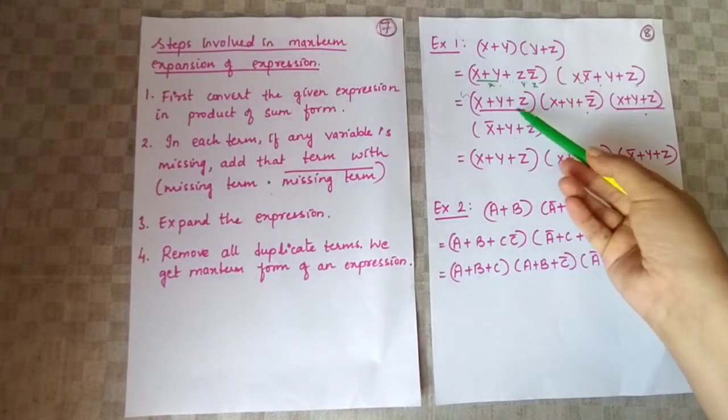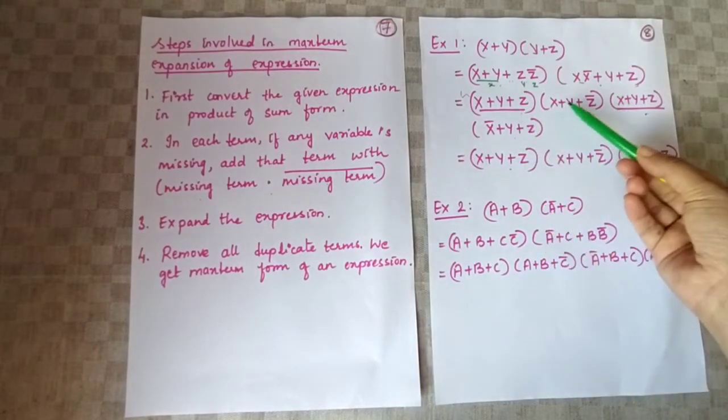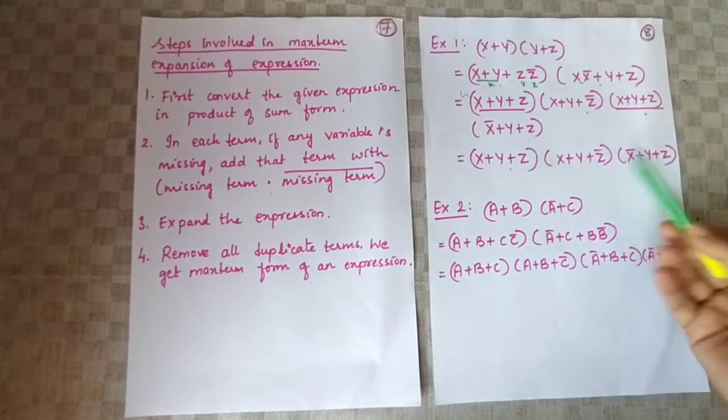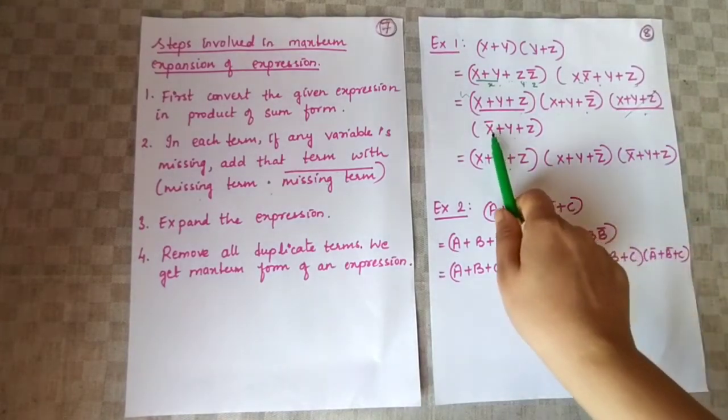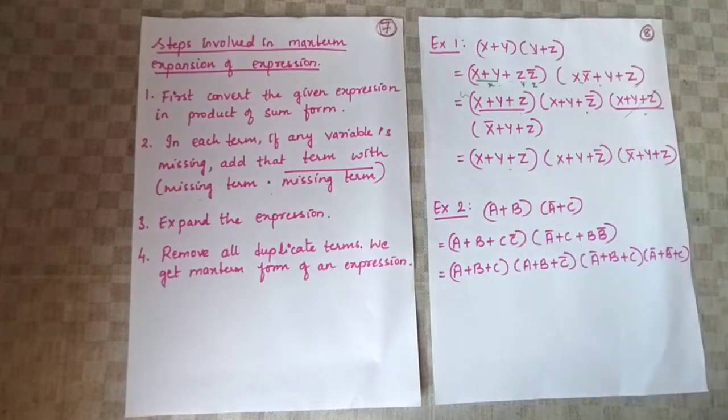So you are getting x plus y plus z, x plus y plus z complement. This is discarded as it is a duplicate term. Then x complement plus y plus z. So this is how we are going to have Maxterm expansion of expressions.